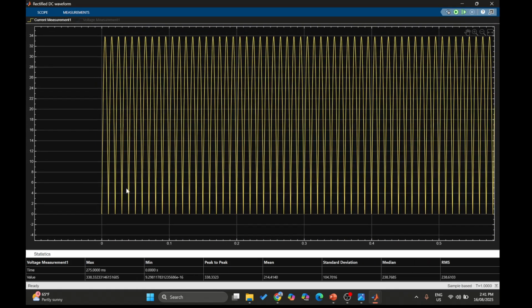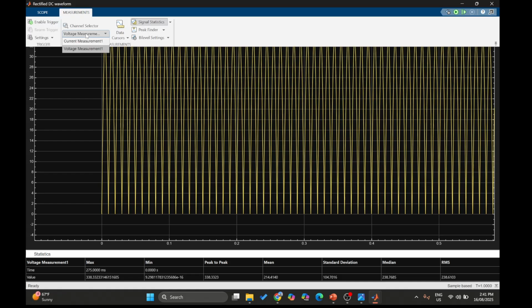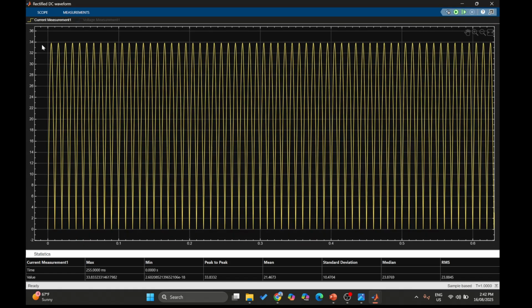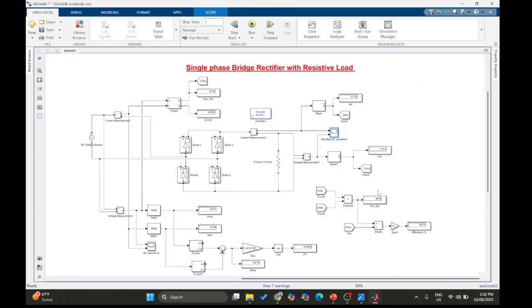And in case of the current, you can see that the peak is 33.833, and the mean IDC is 21.4. That's almost here. So there's a mean, there's a peak, and we're getting a pulsating DC waveform. And the rectifier has rectified the circuit.